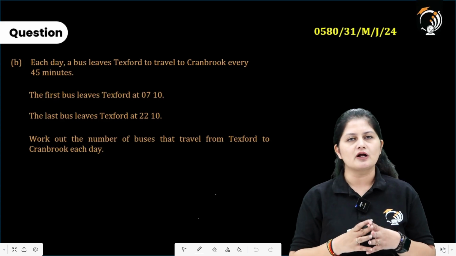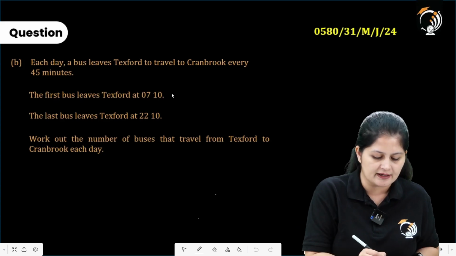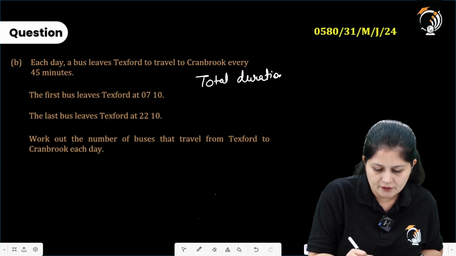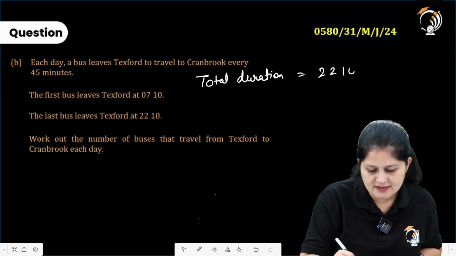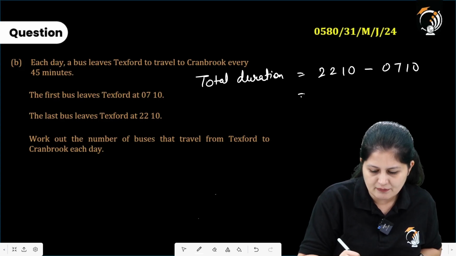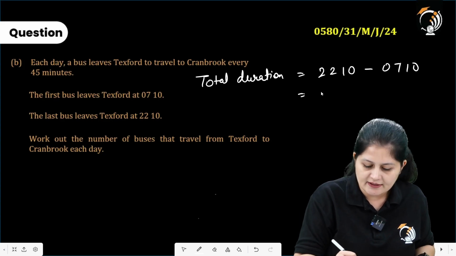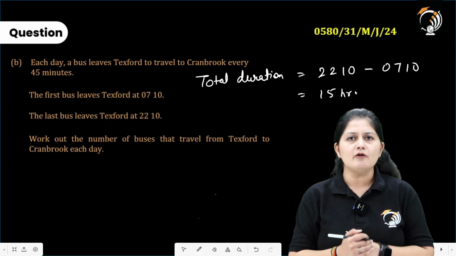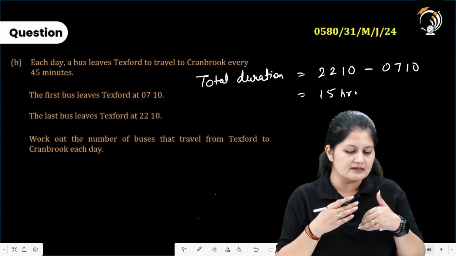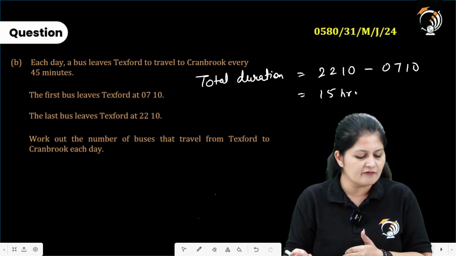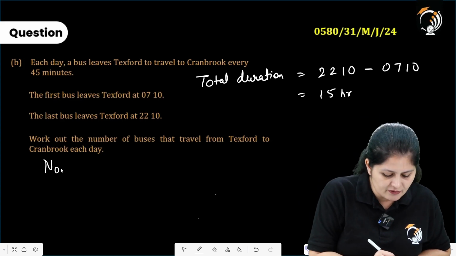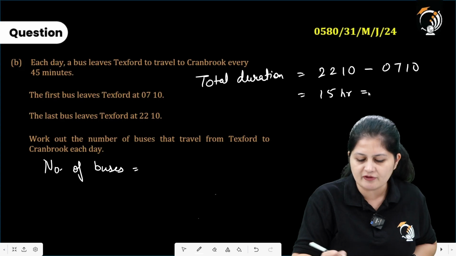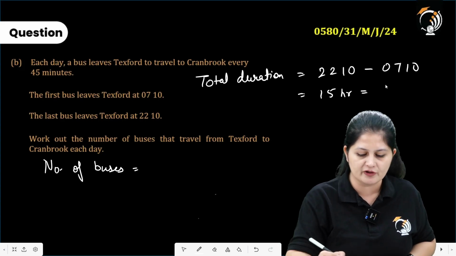So firstly, if we talk about the total duration for which the buses are running, the duration is going to be 2210 minus 0710. So if we just do the calculation, we can see that the buses are working for 15 hours, correct? Now every bus leaves every 45 minutes, right? So in that case, to find out the number of buses, firstly let's write 15 hours in minutes. It is going to be an easier job for us to do, right?